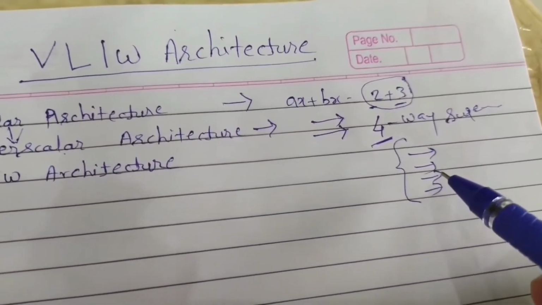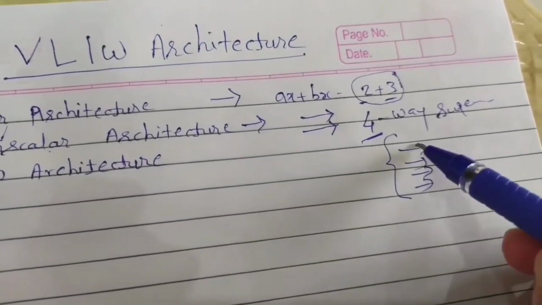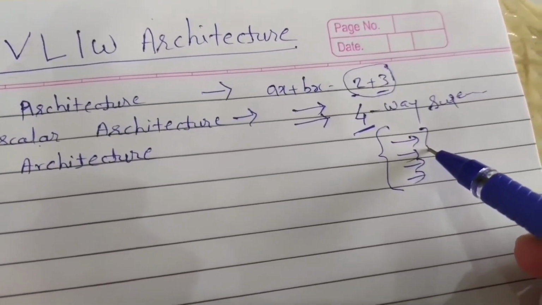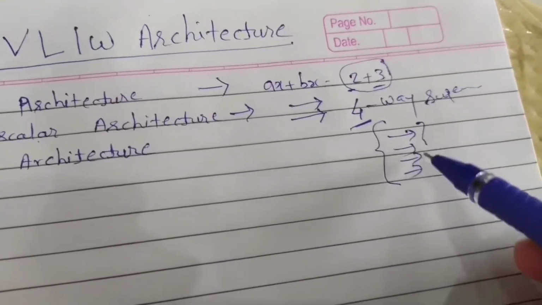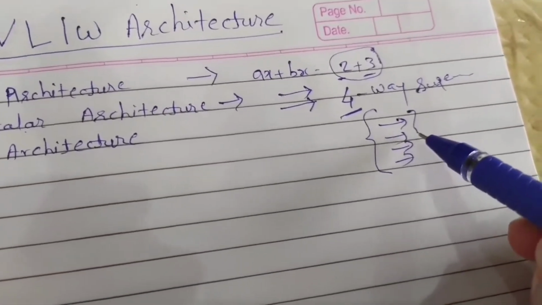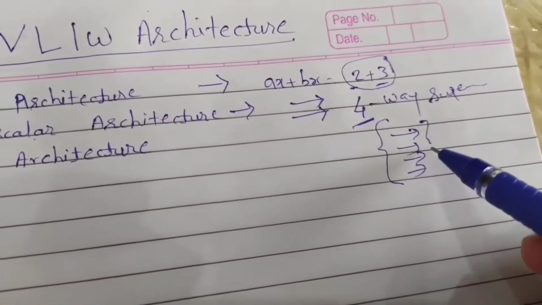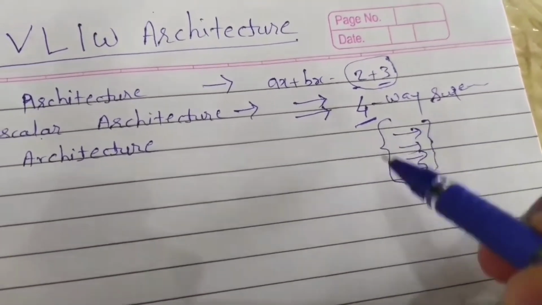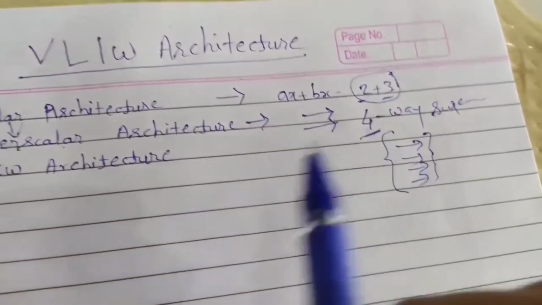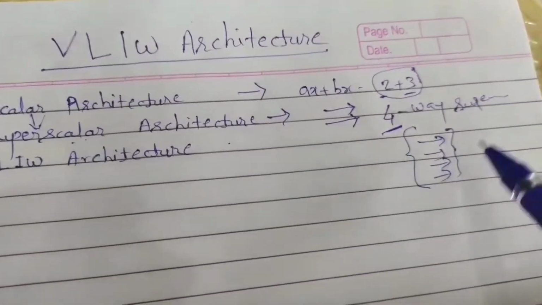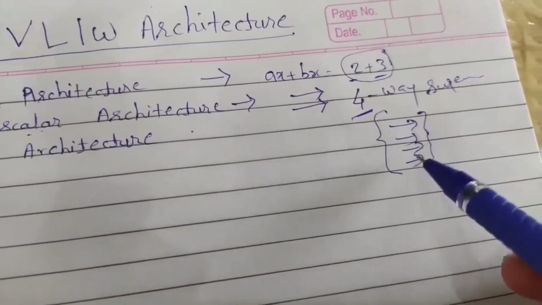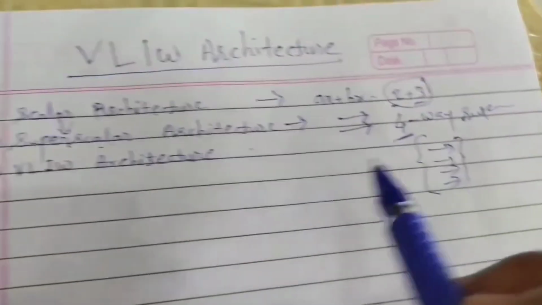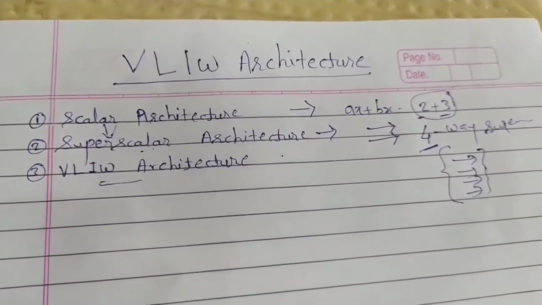But problem with the superscalar architecture is, if these instructions are linked together for some data or resources, they have some dependency for data or resources, then we cannot perform these 4 operations together. So how many operations we can perform together is limited in superscalar architecture, as there can be dependency among these different operations. So solution to that is VLIW architecture.